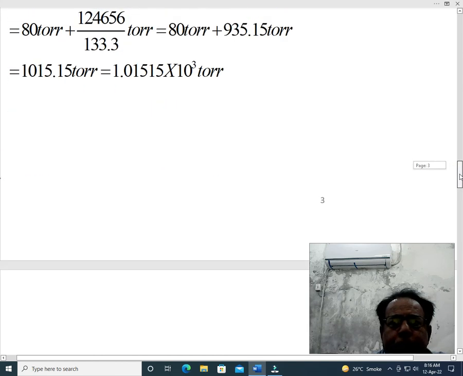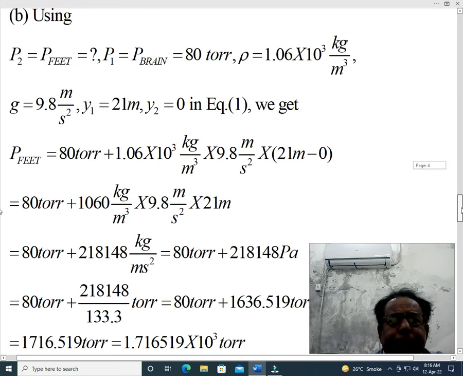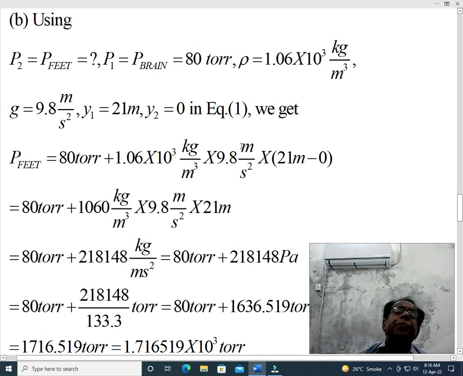Okay, now we move on to part B. In part B, dear students, in place of P2 we will use P feet, where feet is written as a subscript of P and is equal to a question mark, that is here P2 is to be known or to be determined or to be found out. Okay, however P1 is same as in the previous part and is given in the statement, is equal to P brain, where brain is written as a subscript of P, and is equal to 82.